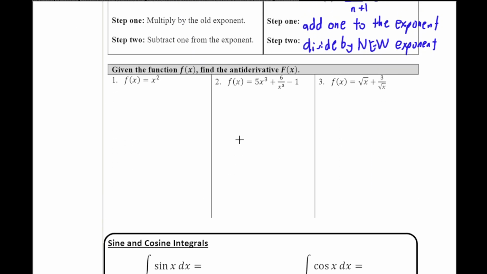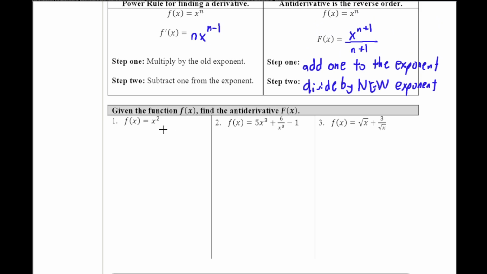Some example problems. Given the function f of x, find the antiderivative uppercase F of x. We also call this the reverse power rule. So you add 1 to the exponent, so 2 plus 1 is 3, and you divide that by 3. You're also going to do a plus c, which represents a constant. The reason you do this is because the derivative of x cubed over 3 is x squared, and then the derivative of a constant is just 0. Anytime you take an antiderivative, there should be a plus c, because if you take the derivative again, it just cancels out.